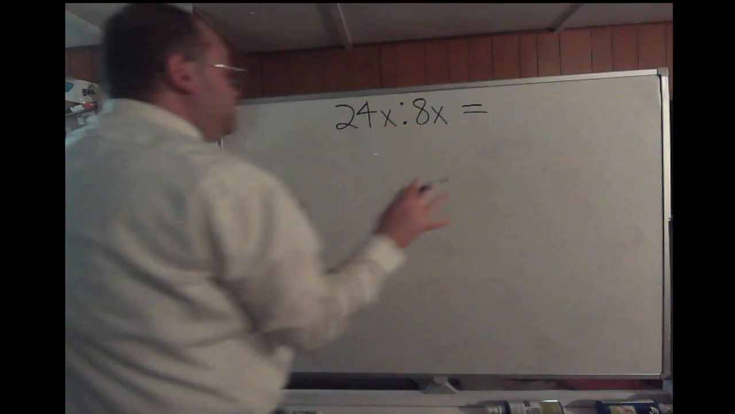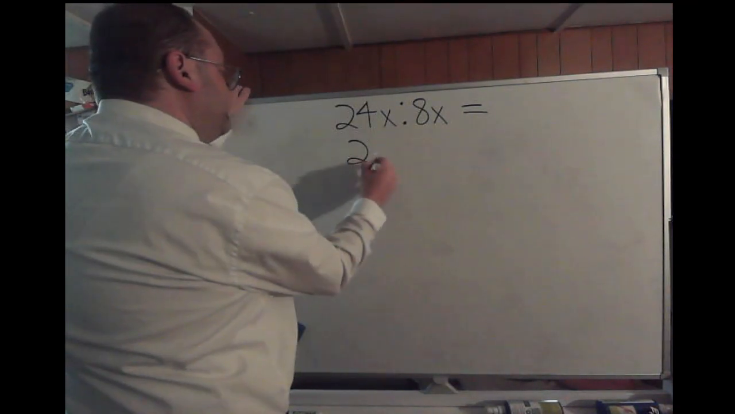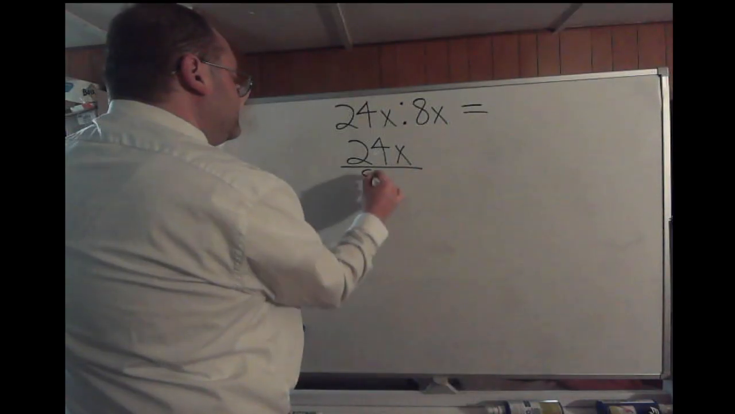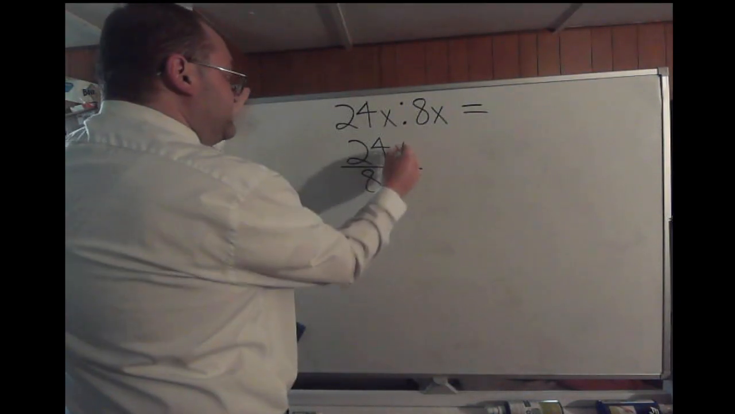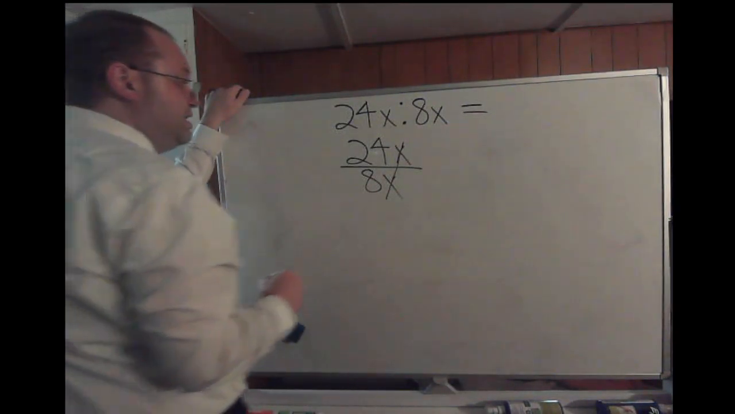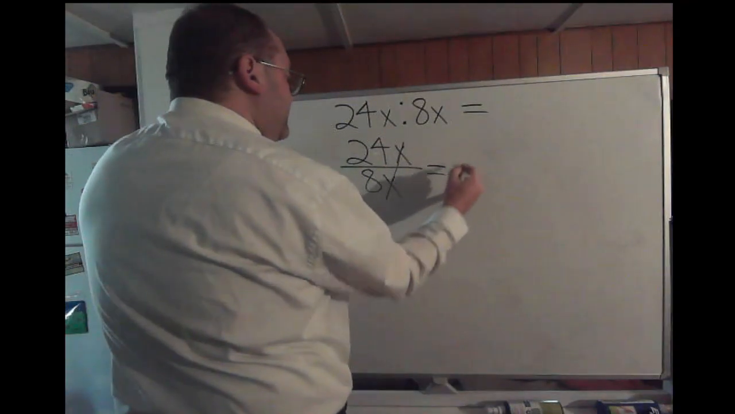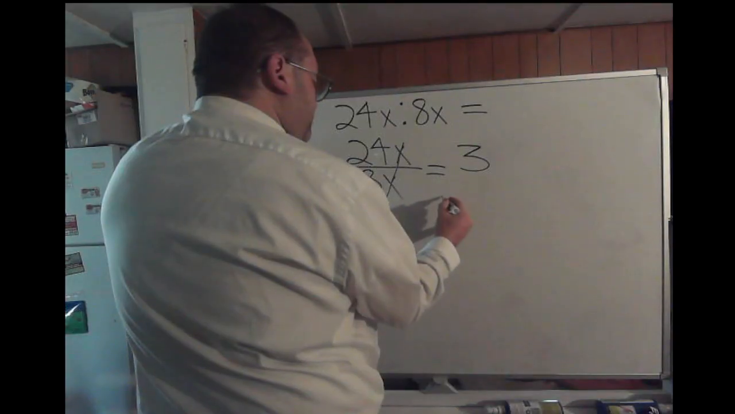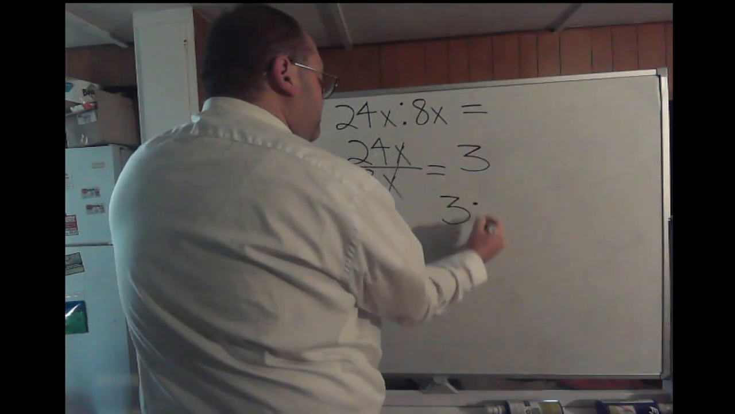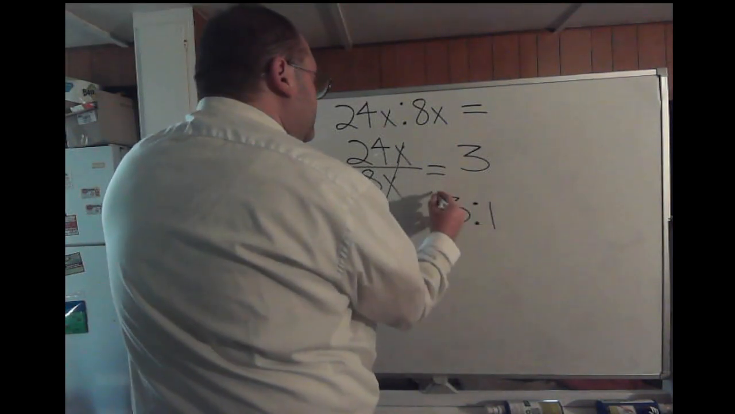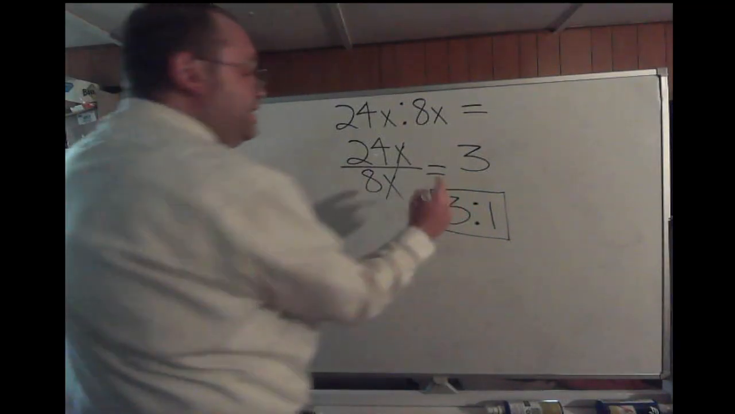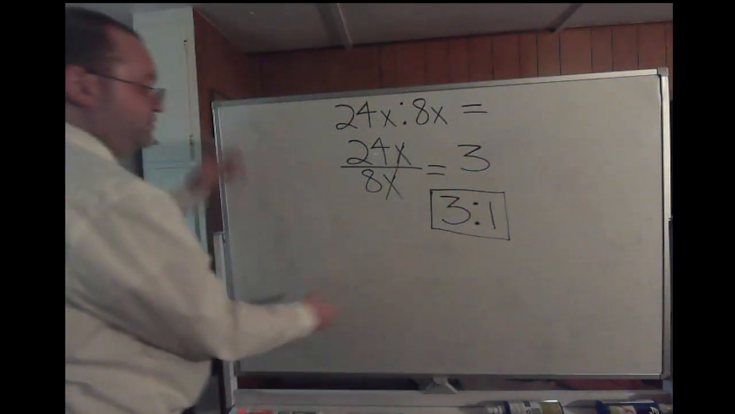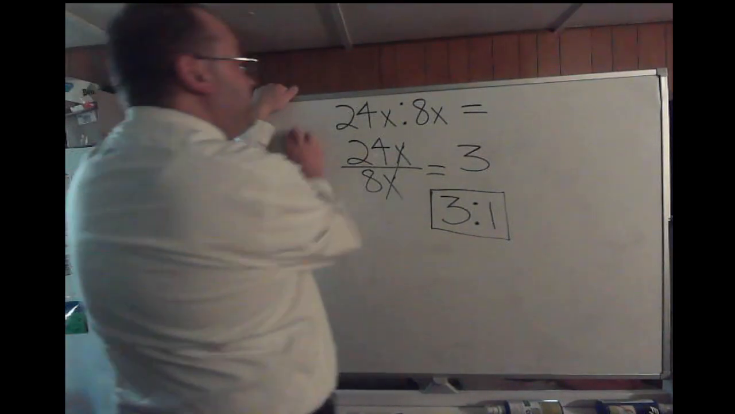So what we can do is we can take this 24x, divide that by 8x. Well, it's clear the x's cancel out between the numerator and denominator, and then 24 divided by 8 is 3. The answer you should get is 3, or if you're going to write it in ratio form, it would be 3 to 1. So the reduced ratio would be 3 to 1, because the default denominator is 1. So the ratio is 3 to 1.